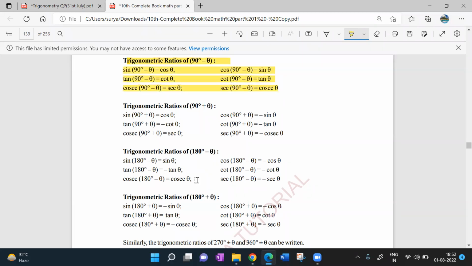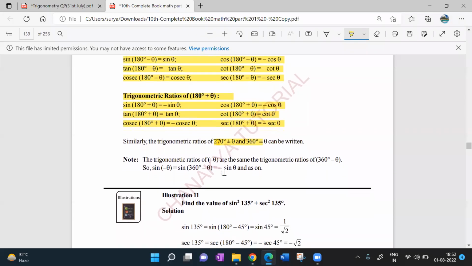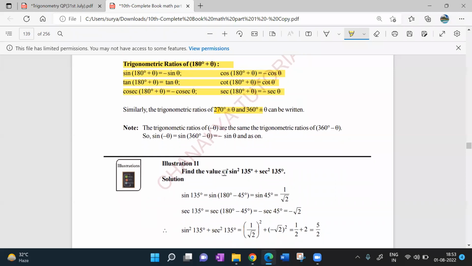Trigonometric ratios of 90 plus theta is here. Trigonometric ratios of 180 minus theta is here. Trigonometric ratios of 180 plus theta is here. I request everyone of you to go through this. Similarly, trigonometric ratios of 270 minus theta, 270 plus theta can be written as well. If you know 90 plus theta, 90 minus theta, 180 plus theta, 180 minus theta, you can write this very easily.